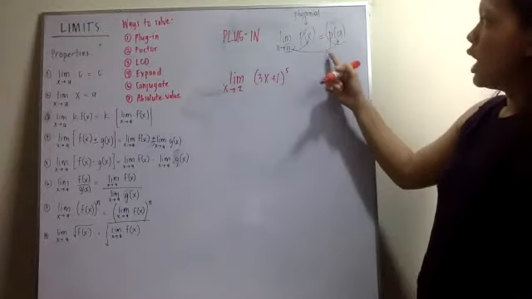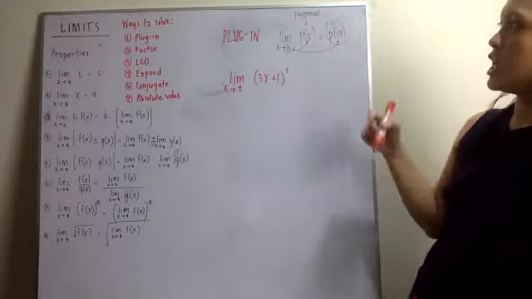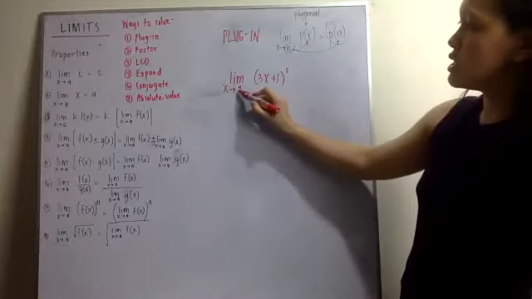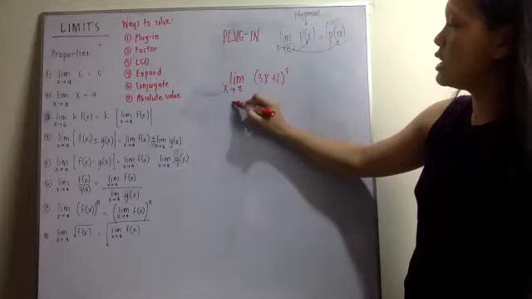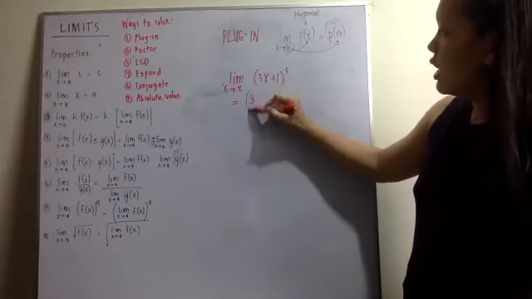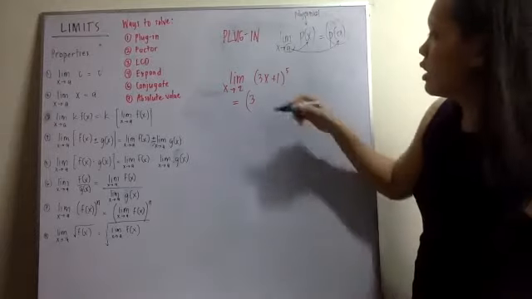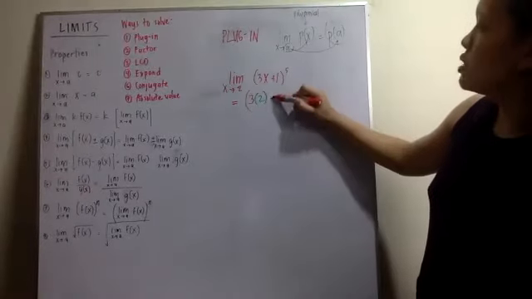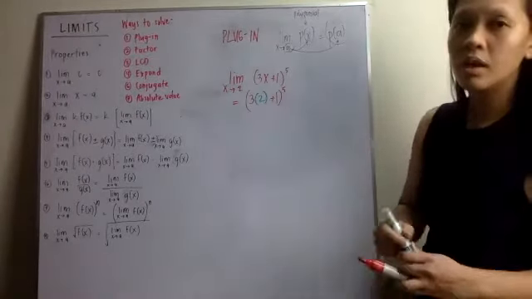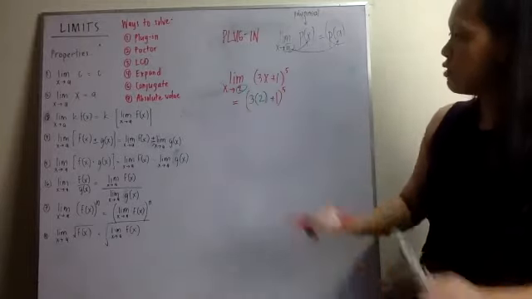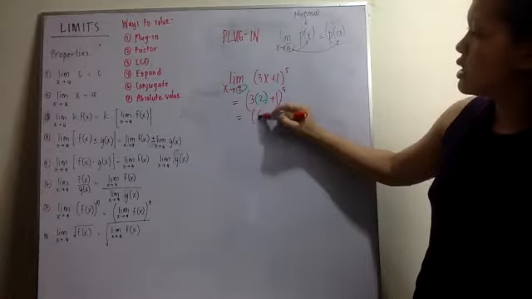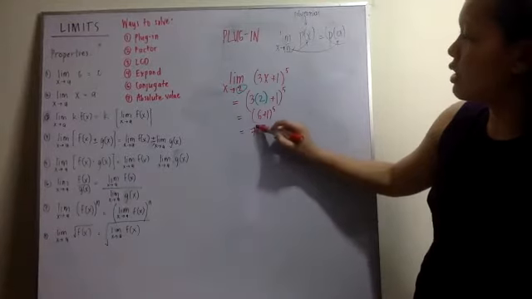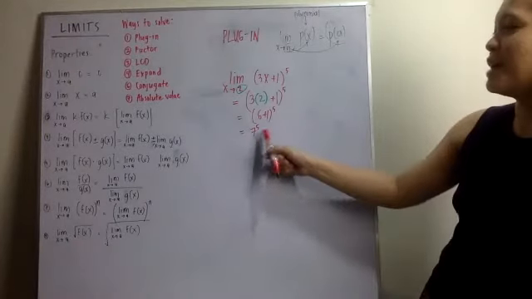Ang sabi dito, ang limit ng isang polynomial as x approaches a is just yung value ng polynomial at x is equal to a. So basically, since x is equal to 2, pa-plug in lang natin yan. This is equal to 3 times 2 plus 1 raised to 5. Okay? Pinlog in ko lang ito. So, ang value natin dito is 6 plus 1 raised to 5, which is equal to 7 raised to 5. Okay, hindi ko na i-multiply yan.